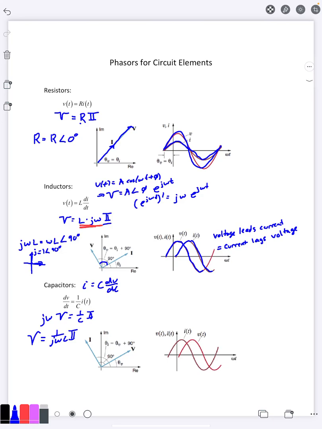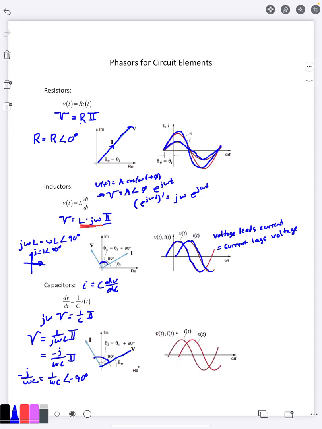And you can either leave it as a fraction or think of this as negative j over omega C. It might be easier that way. If you have the imaginary number negative j over omega C, that means your magnitude is 1 over omega C. And because it's negative j, it's in the negative y direction. That's an angle of negative 90. So before, when we added 90, the voltage was 90 degrees ahead of the current. Now the current is going to be 90 degrees ahead of the voltage.